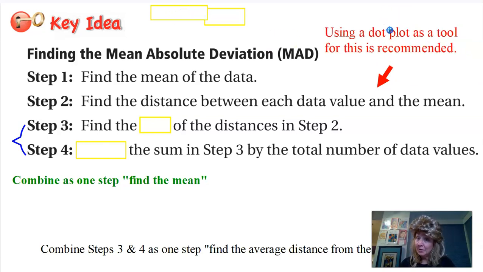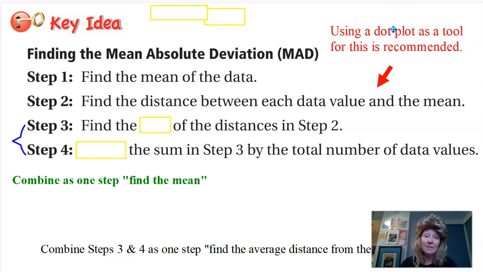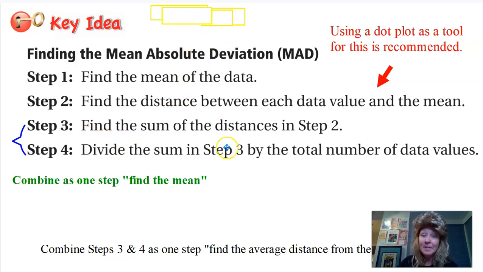And I'm saying you can use a dot plot as a tool. It's one thing you can use. You don't always have to do that. Third step is find the sum of the distances in step two. And the fourth step is divide the sum in step 3 by the total number of data values.